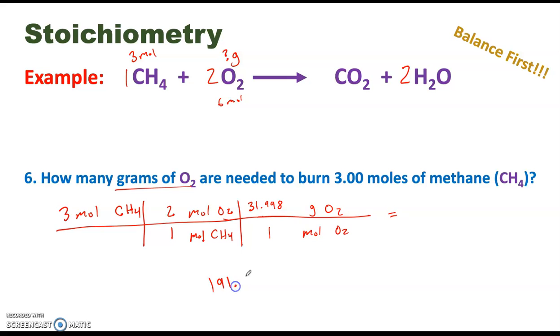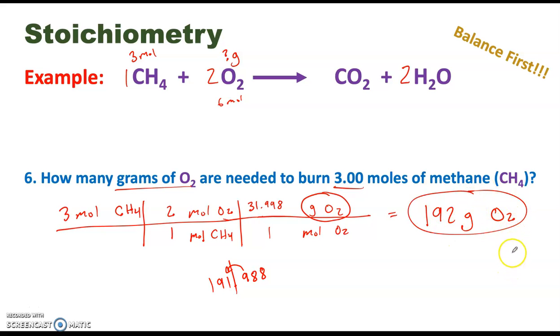So I end up getting 191.988. I've got to round to 3 sig figs, so I chop it off there, and then this definitely makes that round up. So I go 192, and then my units are always on the end here, grams of O2. So 192 grams of oxygen, because moles of CH4 cancel out, moles of O2 cancel out, and I am left with grams of O2. So I know that it takes 192 grams of oxygen to react with 3 moles of methane.